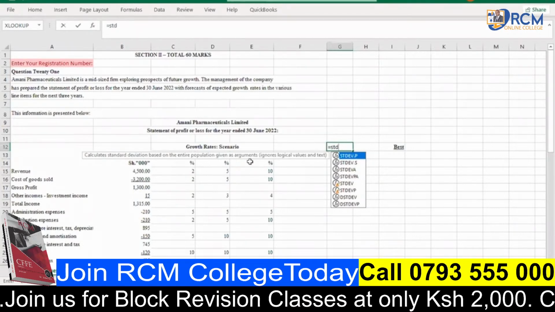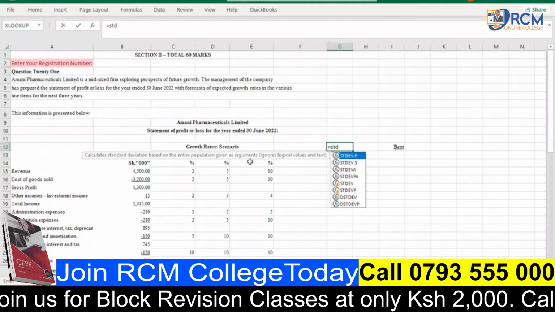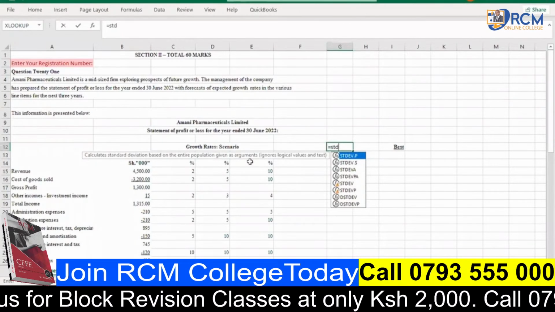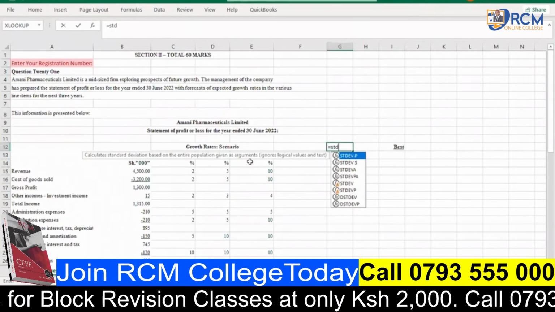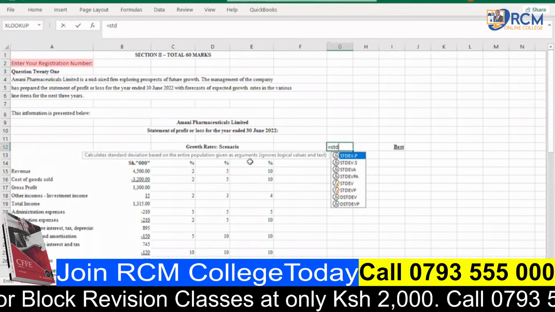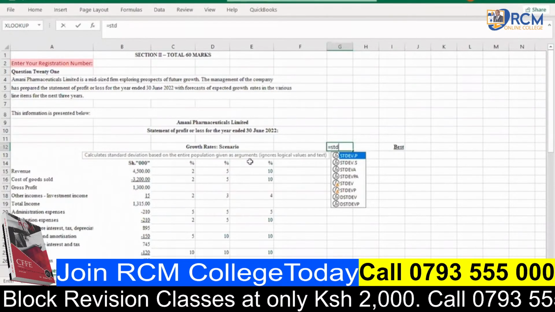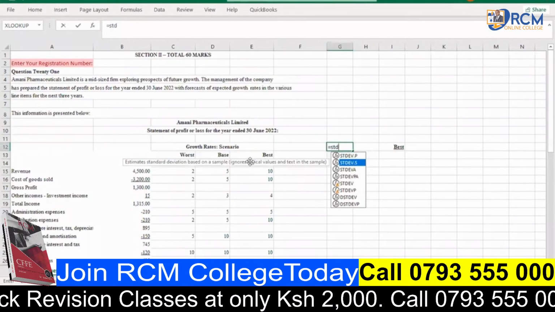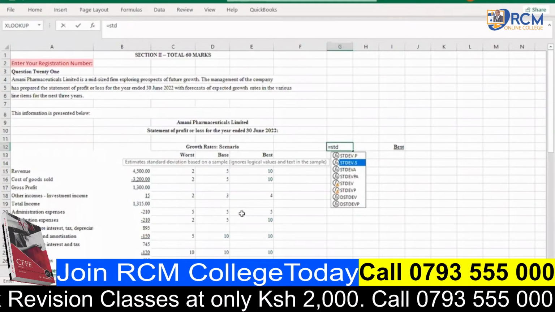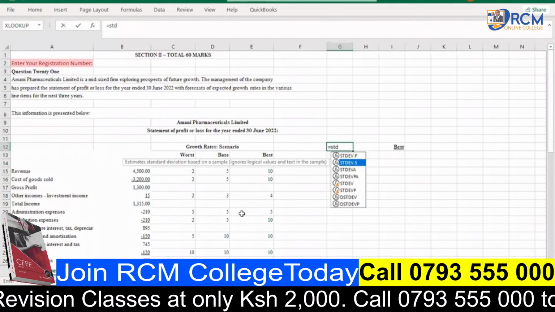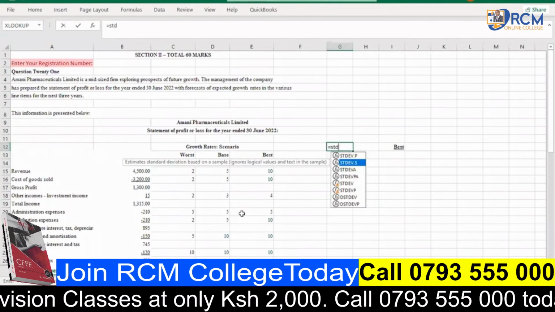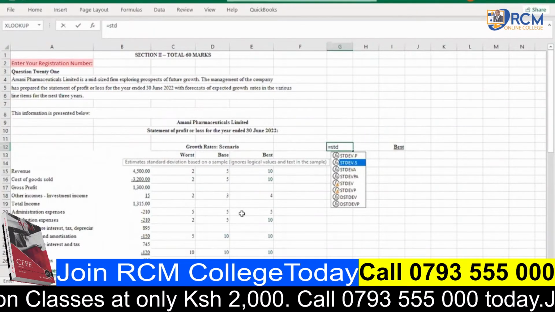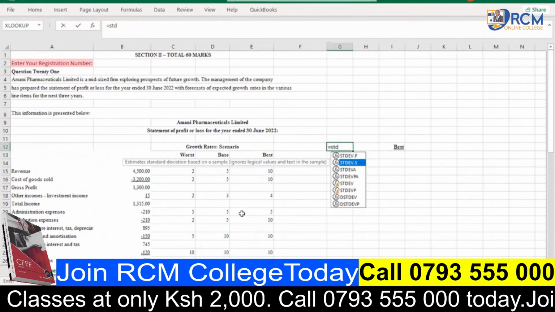Okay, so let's see. Standard deviation P. Is the statement given to us there true? Compute the standard deviation of an entire sample. Okay, let's get to standard deviation S. Just below that, what does it tell us? Estimate standard deviation based on a sample. So standard deviation S computes the standard deviation of an entire sample.